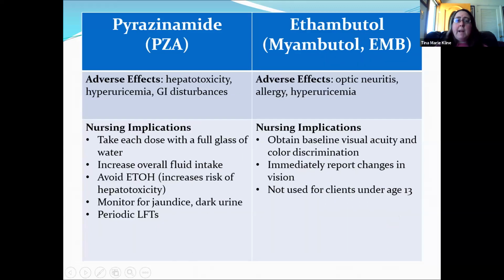Okay, so your PZA, again, looking at this, we're looking at hepatotoxicity. So I'm not going to kind of beat a dead horse here. These are all going to cause issues. Our last one, our EMB, this one, you can see hyperuricemia. So in patients with a history of gout, this can kind of aggravate that. This also will cause optic neuritis. So it's very important to watch that visual acuity. And because of that damage, it is not used for kids under like 13.